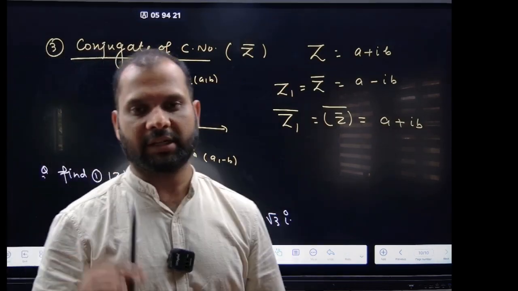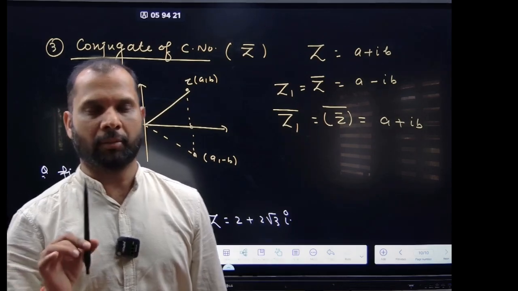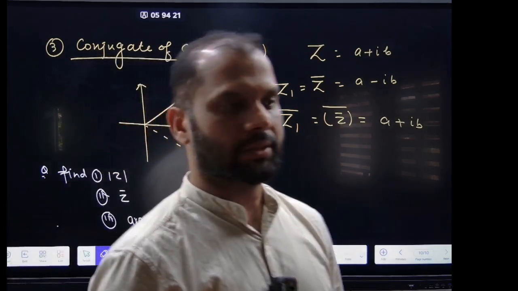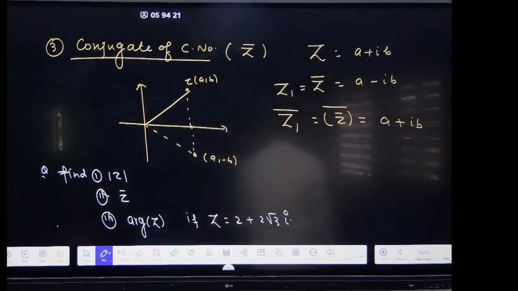Suppose you want to calculate mod z, where z is 2 plus 2 root 3 iota. So the imaginary part is how much? 2 root 3, the real part is 2, correct? Try to solve.